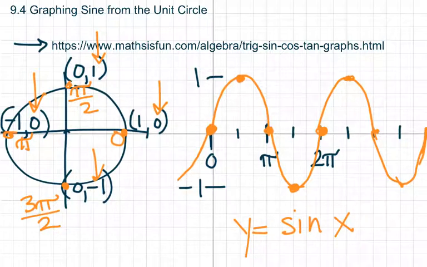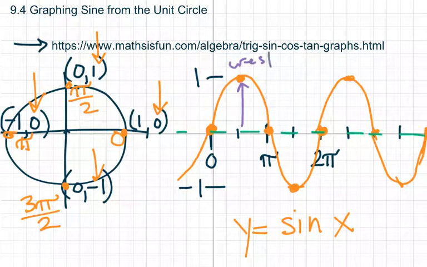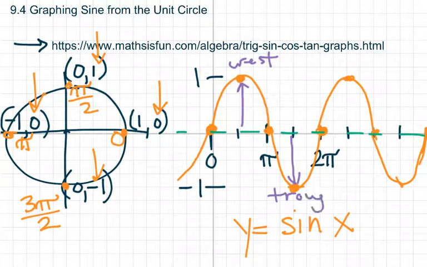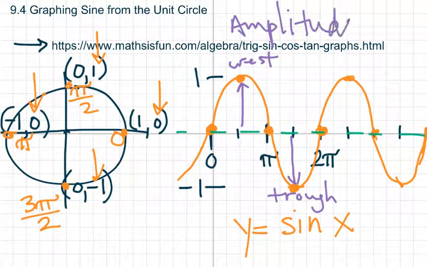There's a couple things we're going to label. We're going to talk about this line right here that goes directly in the middle as a center line or a midline. We're going to talk about this distance from the center line to the top, or what's called the crest, and also it's the same distance to the bottom, which is called the trough. That is called amplitude, and it repeats itself over and over.